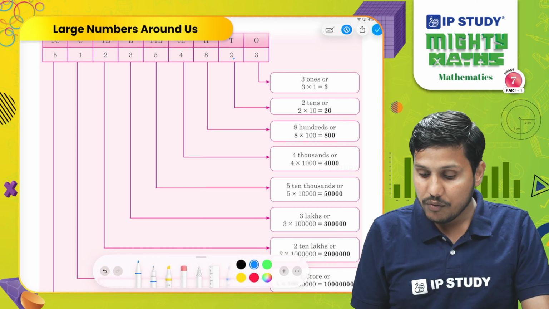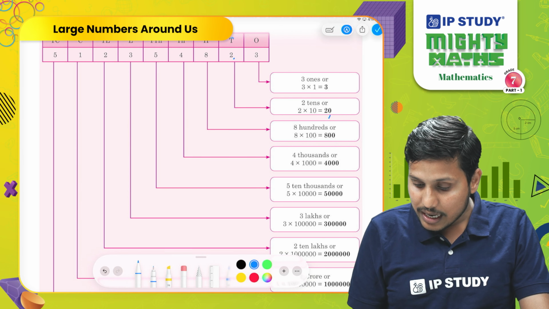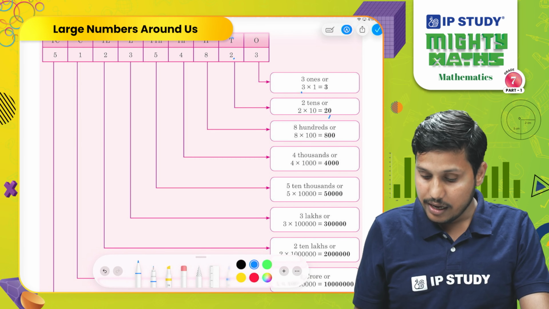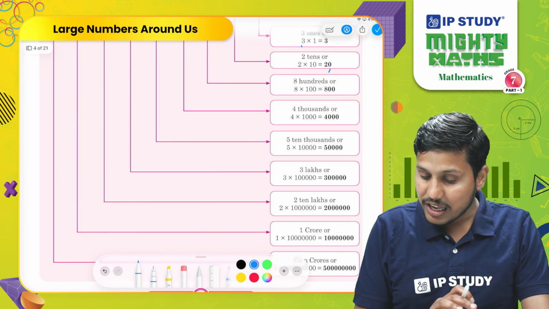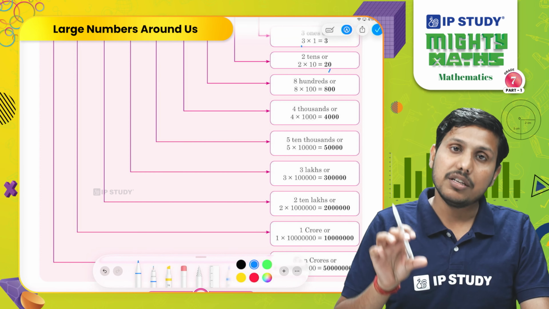Like for 2, we have 2 tens, which will be 20. Then for 3 we have 3 ones. Then for 8 at the 100 place, we have 800. For 4 at the 1000 place, we have 4000. And similarly, for each digit in the number, we can have a unique place value.